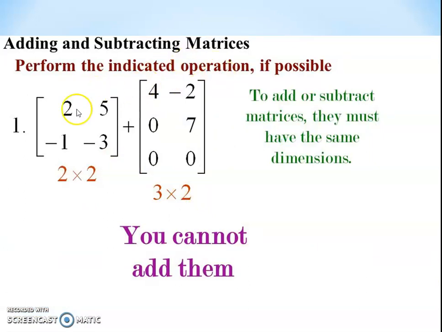Here also let us check. 2 5 minus 1 3. First row 2 5, second row minus 1 3. First column 2, minus 1; second column 5, 3. Order is 2 by 2.